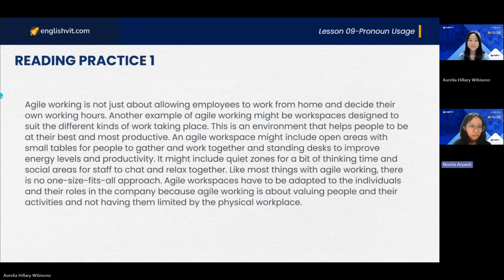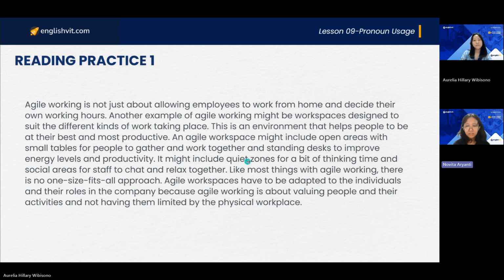Agile working is not just about allowing employees to work from home and decide their own working hours. Another example of agile working might be workspaces designed to suit the different kinds of work taking place. This is an environment that helps people to be at their best and most productive. An agile workspace might include open areas with small tables for people to gather and work together and standing desks to improve energy levels and productivity.